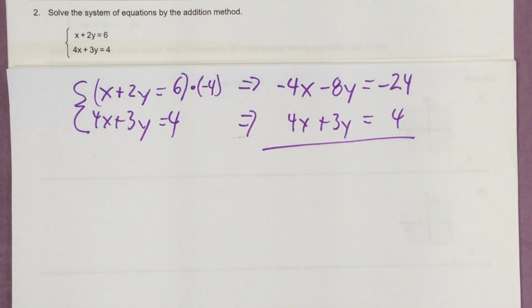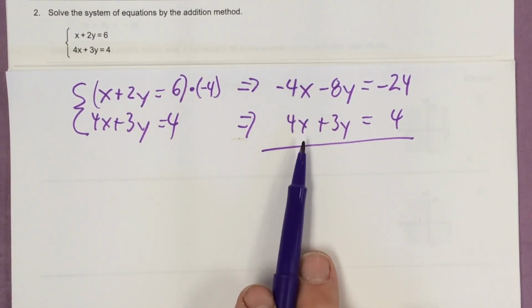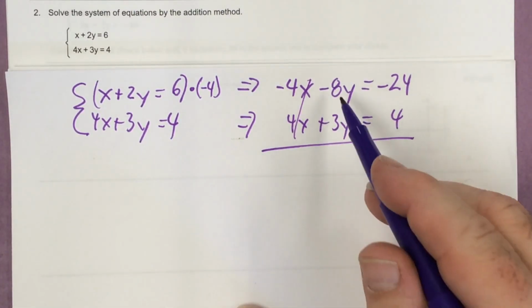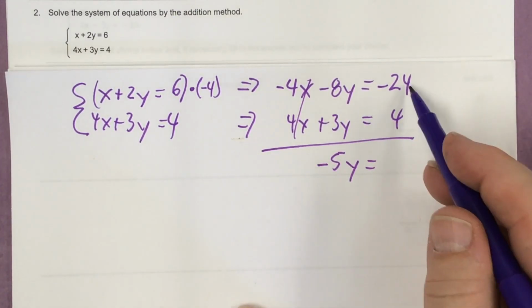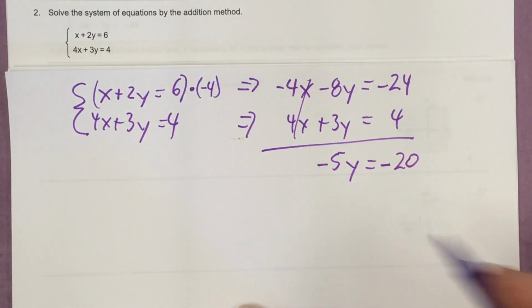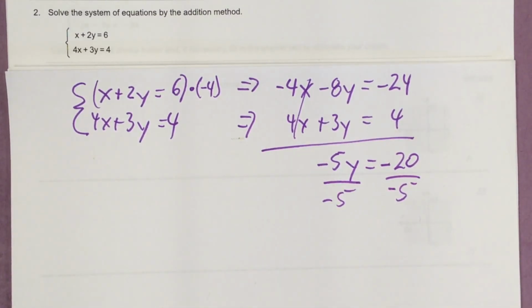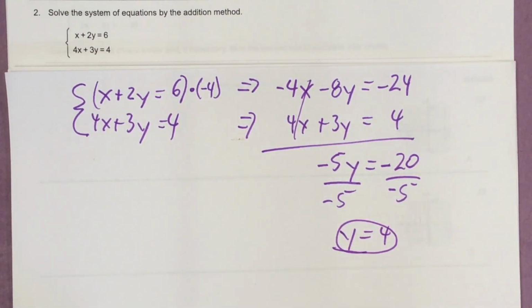And now I'm going to add these two together. In doing so, we're going to combine like terms. They're going to be right under each other in such a way that if we did our work correctly, the x's should reduce to 0, and we add to eliminate, in this case, the x variable. So -4x plus 4x equals 0. -8y plus 3y will be -5y. -24 plus 4 will be -20. And now, if I divide both sides by -5, I show y is equal to +4.